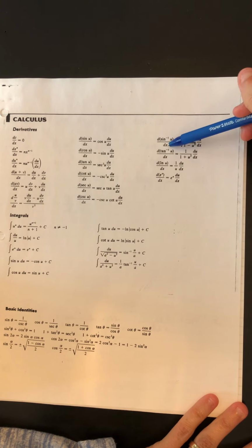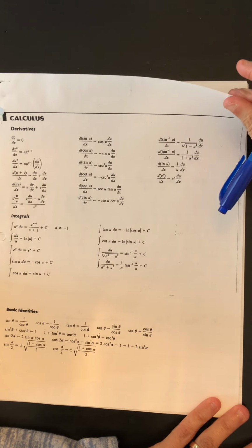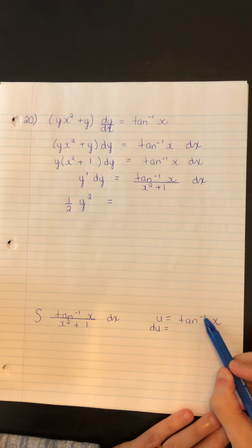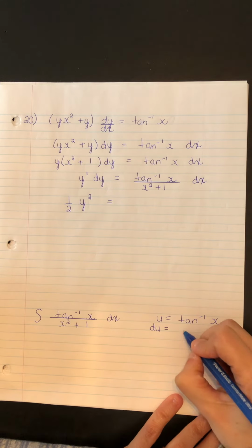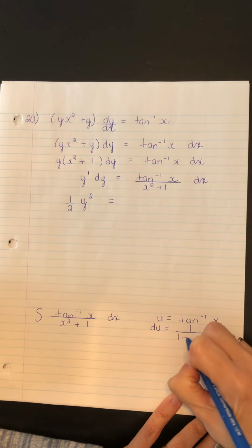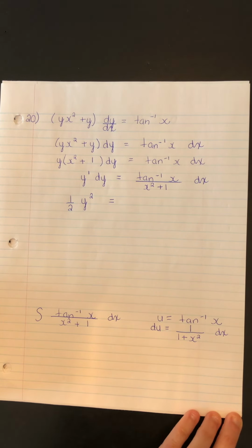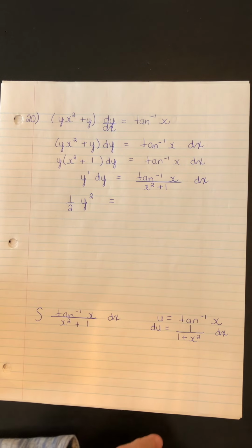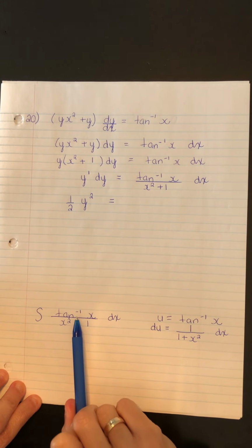The derivative of tangent inverse u with respect to x is 1 over 1 plus u squared times du by dx. So we're doing the derivative of tangent inverse x with respect to x. So it's just 1 over 1 plus x squared dx. And actually, that's exactly what we have here, u multiplied by du.